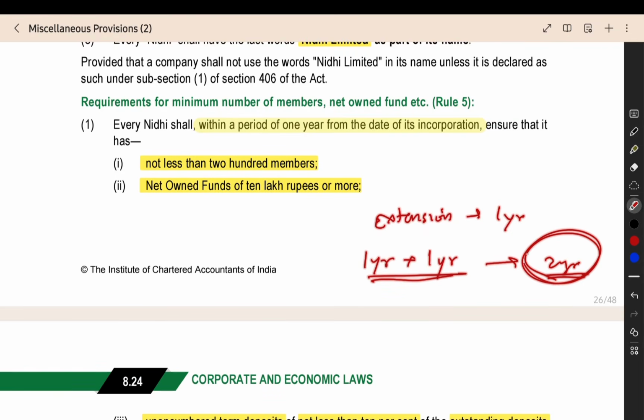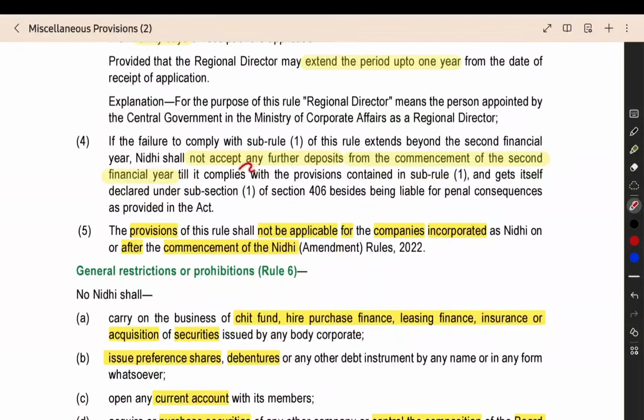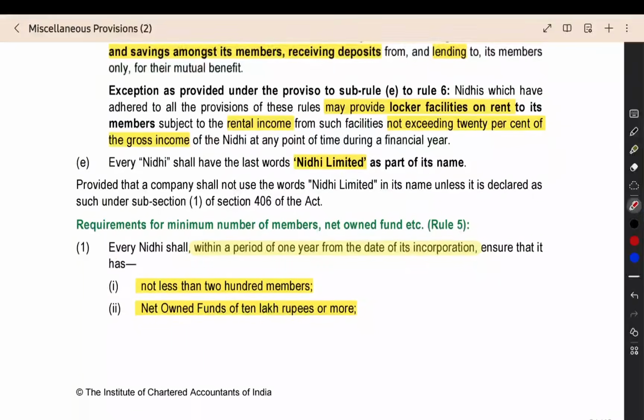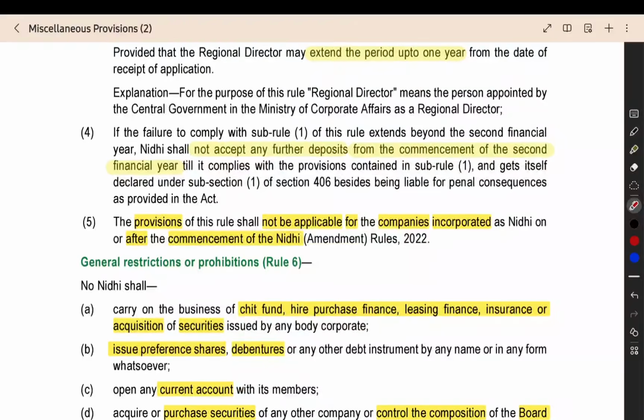Now, still if you are not able to fulfill the requirement, then you have to stop accepting deposits and giving loans. You have to stop your activity. You have to stop accepting further deposits until you become eligible. You can again accept deposits only when you become an eligible Nidhi company properly.